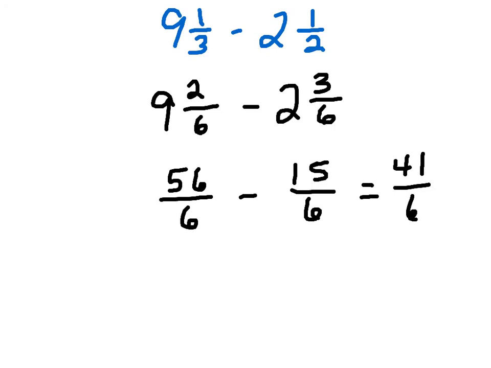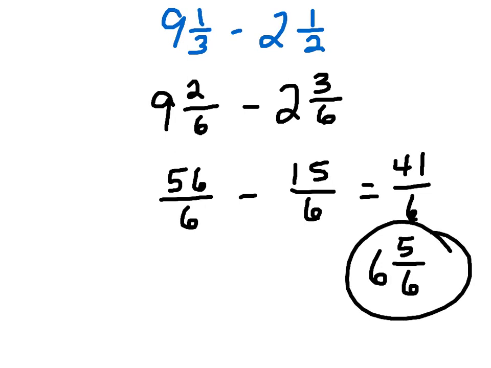And then we'll want to make a mixed number out of this. 6 goes into 41 6 times, with 5 left over, and our denominator is going to remain the same. So 6 and 5/6 would be our answer for this.